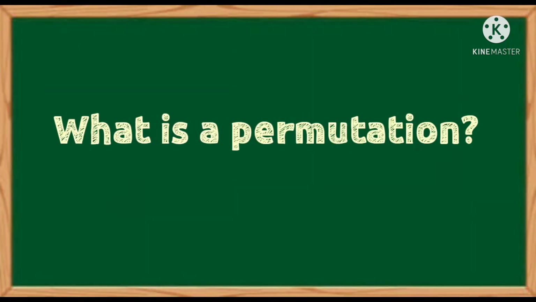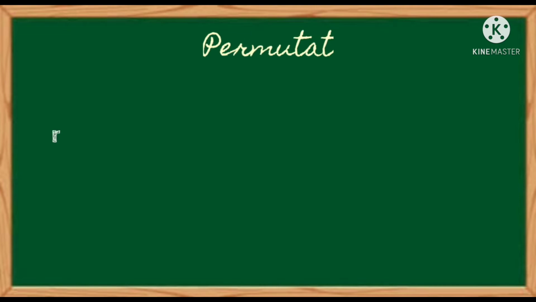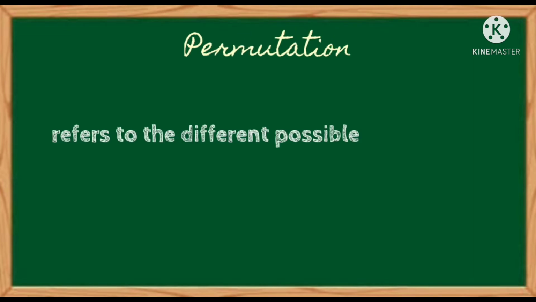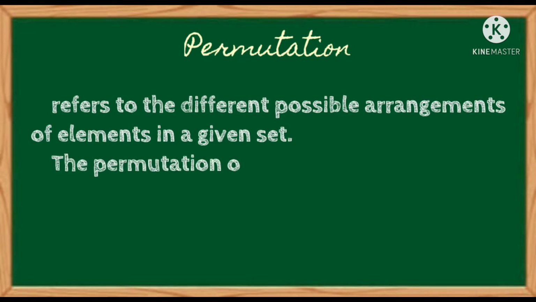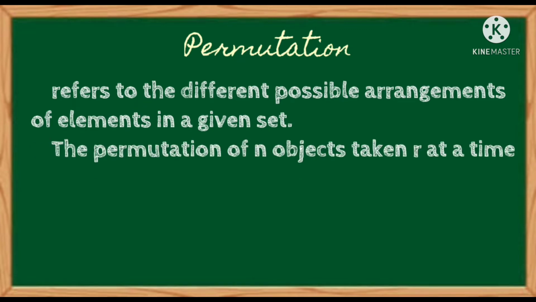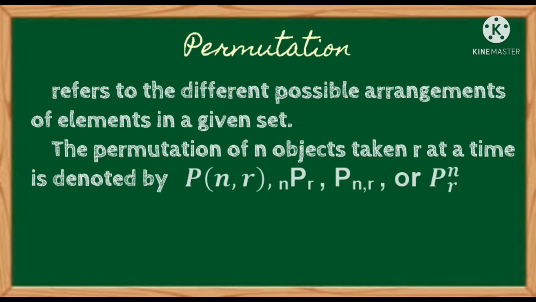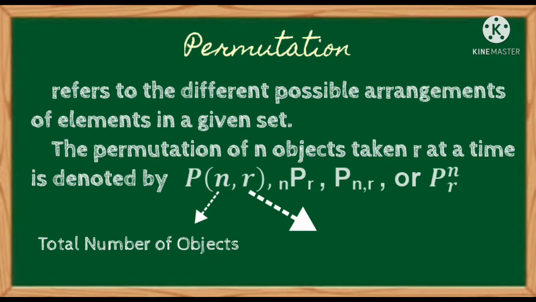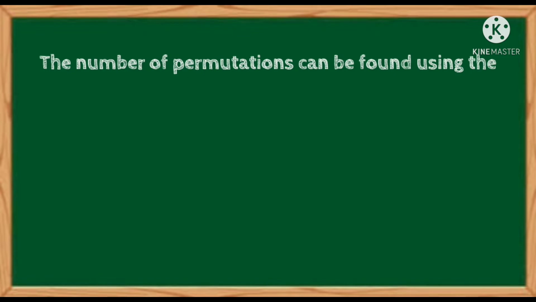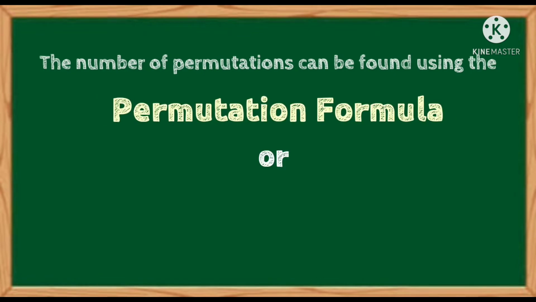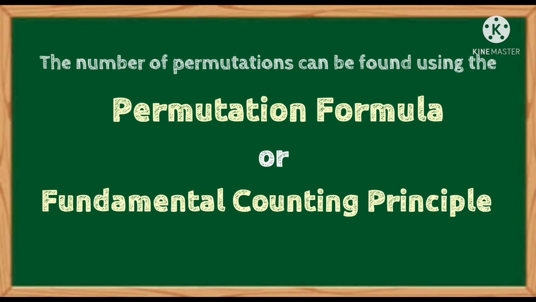What is a permutation? Permutation refers to the different possible arrangements of elements in a given set. The permutation of n objects taken r at a time is denoted by these forms, where n is the total number of objects in the set and r is the number of objects chosen from the set. The number of permutations can be found using the permutation formula or the fundamental counting principle.